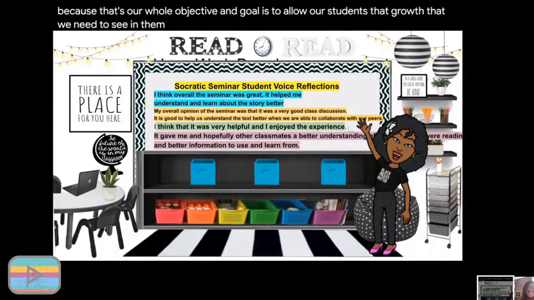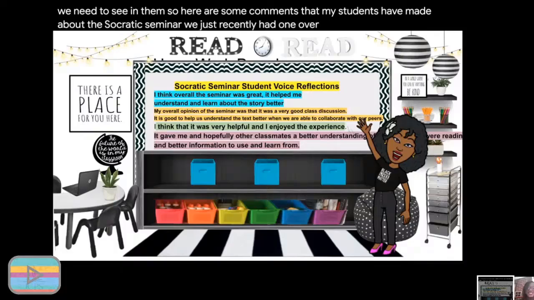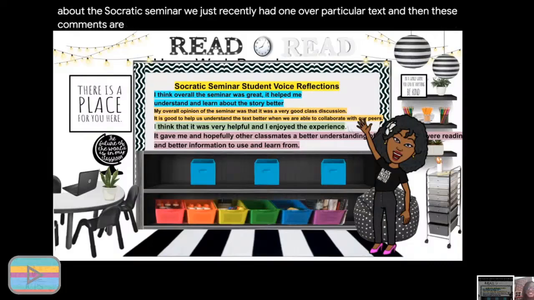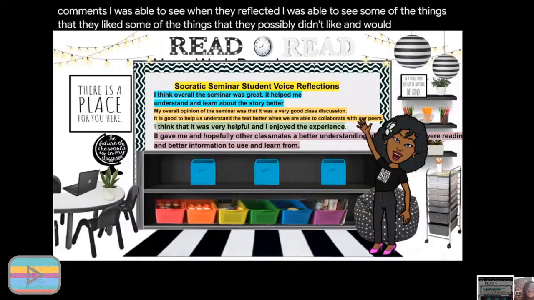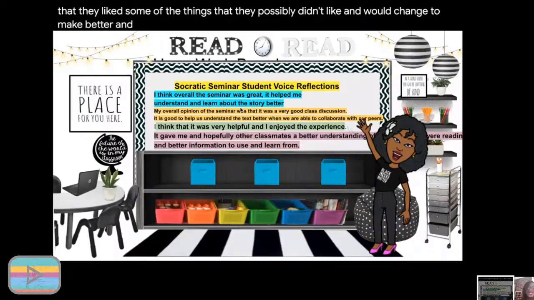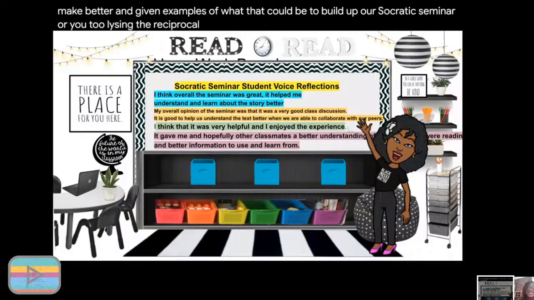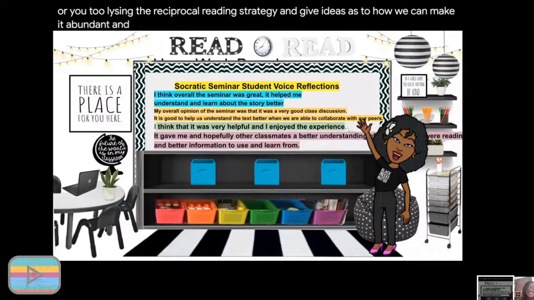So here are some comments that my students have made about the Socratic seminar. We just recently had one over a particular text. And in these comments, when they reflected, I was able to see some of the things that they liked, some of the things that they possibly didn't like and would change to make better, and they gave examples of what that could be to build up our Socratic seminar or utilizing the reciprocal reading strategy, and gave ideas as to how we can make it abundant and productive to produce that conversation about the text.